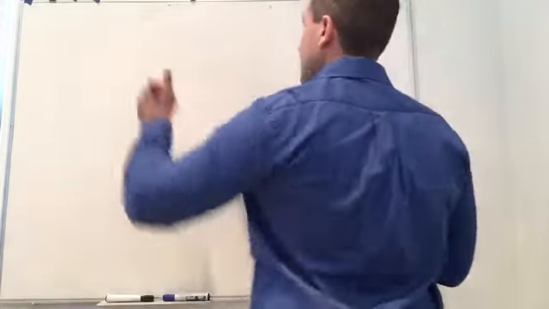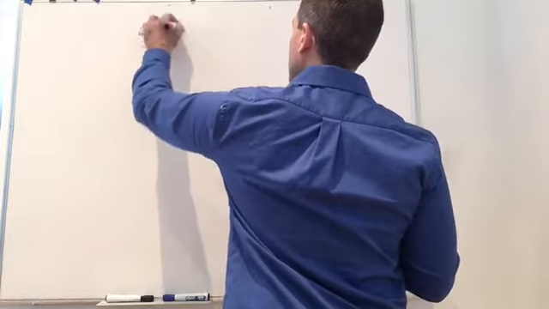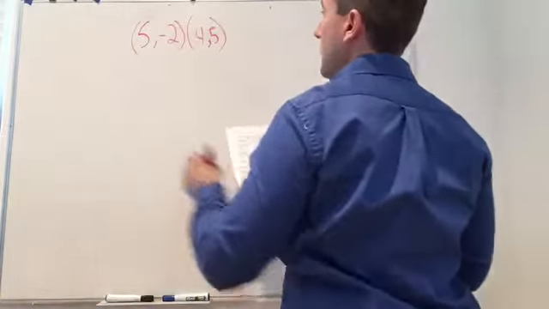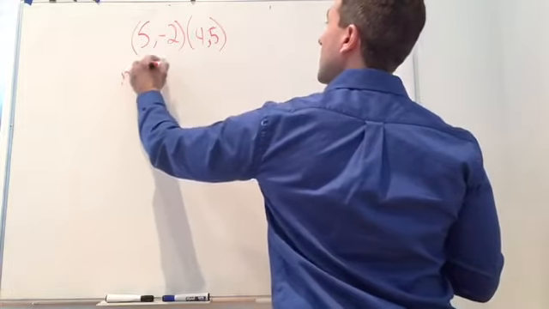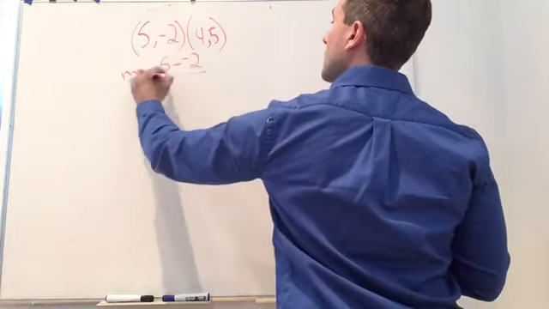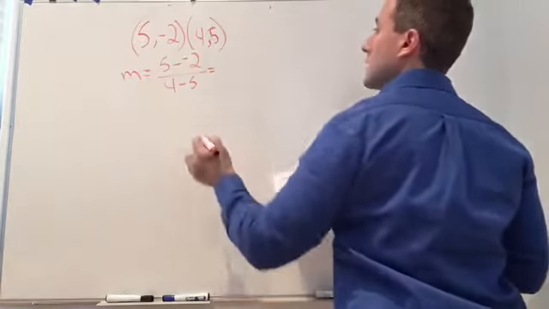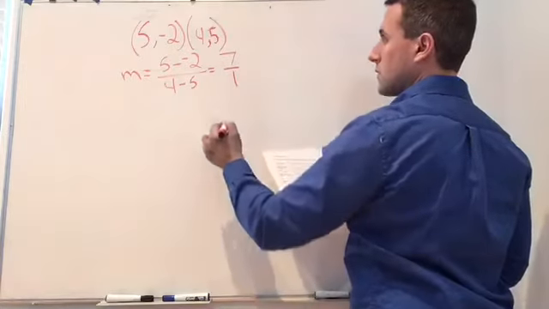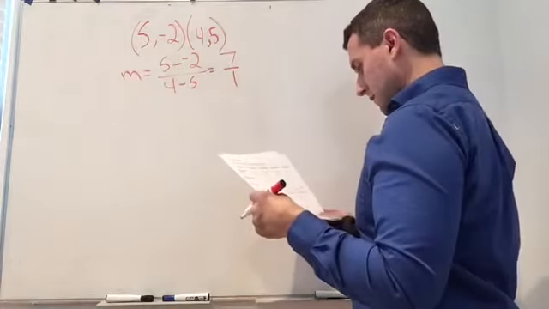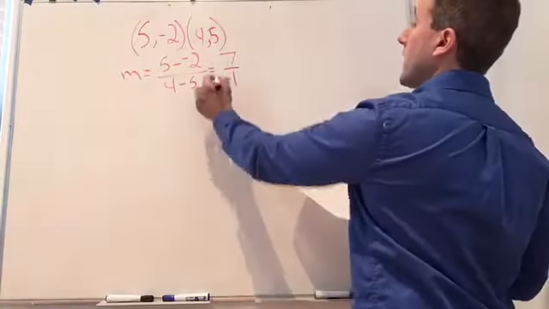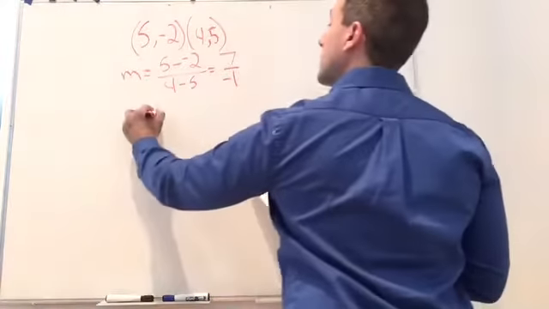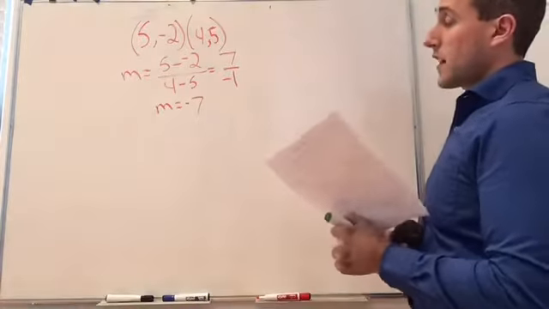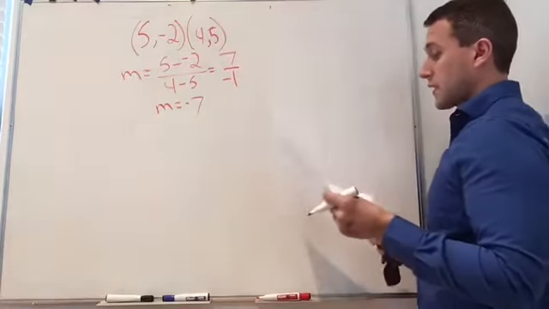So what we have is 5, negative 2, and 4, 5. So let's do that one. It's going to be m equals 5 minus negative 2 over 4 minus 5, which equals, remember that's plus positive, so that's 7 over, did I write this problem down? Oh no, 7 over negative 1. So remember, 7 over negative 1 can reduce to negative 7. So you could have negative 7 over 1 or negative 7. Either one is correct.